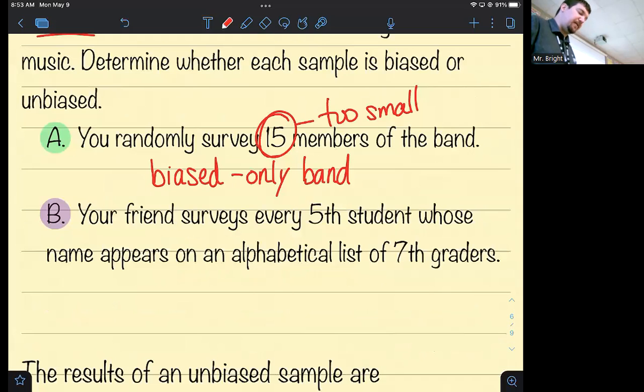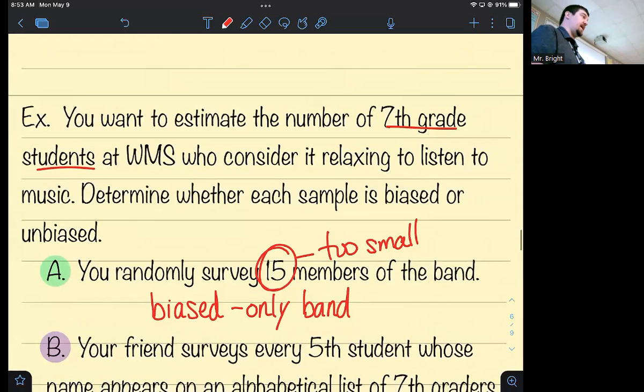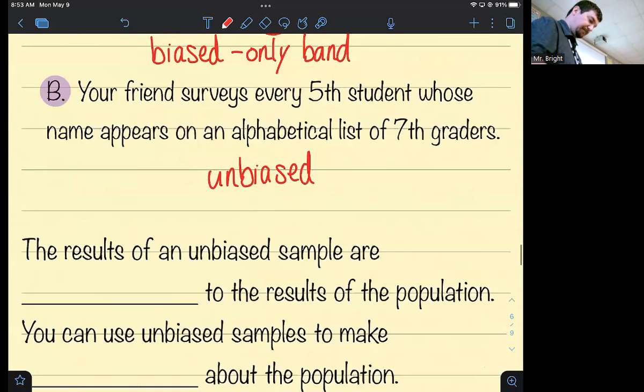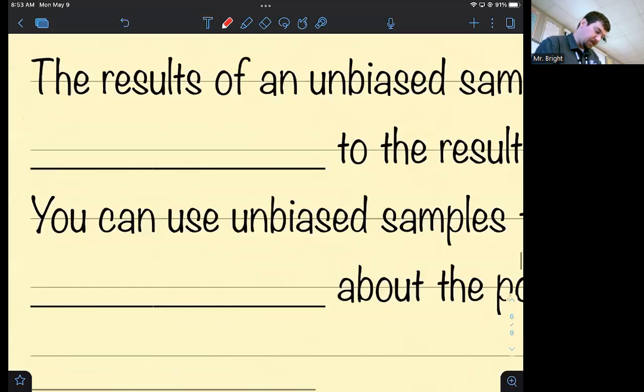Your friend surveys every 5th student whose name appears on an alphabetical list of 7th graders. Unbiased. Again, this is why I remind you to know your population, because I had someone from last period say, well, they're only asking 7th graders. Well, yeah, that's our population. We weren't doing all students at Western Middle School. We were just doing the 7th grade. So of course, you're only going to ask 7th grade students. All right. The results of an unbiased sample are proportional.